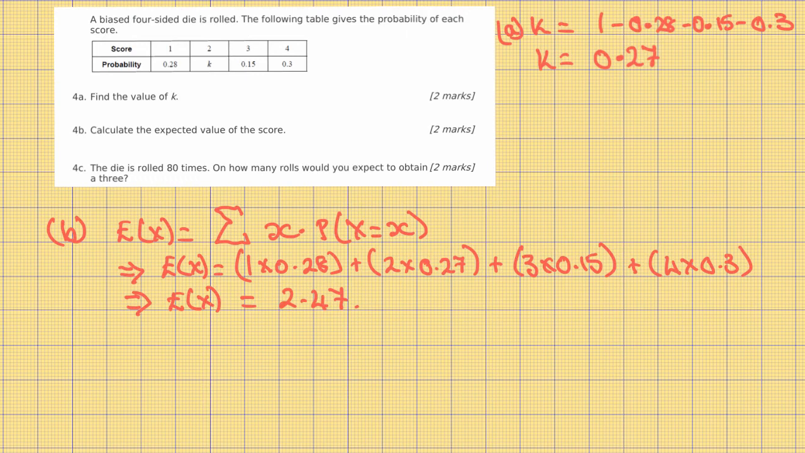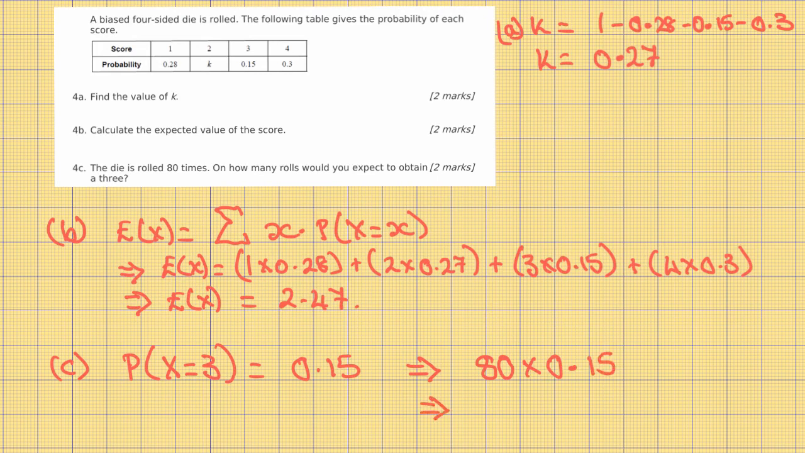Part C. The die is rolled 80 times. On how many rolls would you expect to obtain a 3? Well, the probability that x is equal to 3 is equal to 0.15. Therefore, if it's rolled 80 times, you would expect to get 80 times 0.15. Therefore, you would expect to get a 3 on 12 occasions.